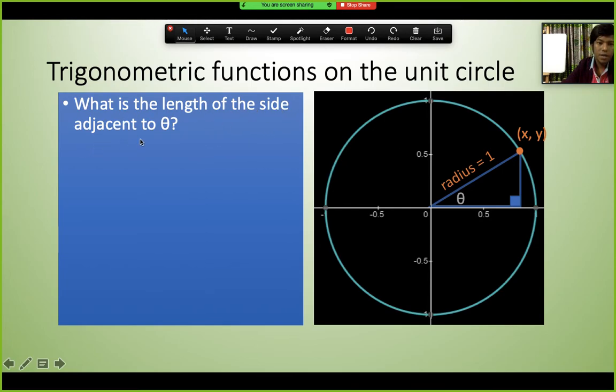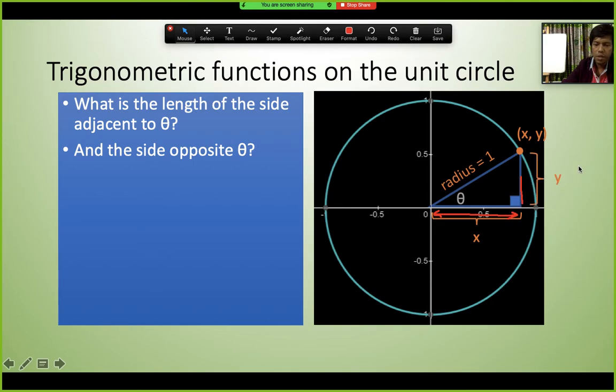What is the length of the side adjacent to theta? This is theta. This is the side adjacent to theta. Suppose this is a point, and this point value is x, y. The x could be 1, 2, 3, 5, something. Suppose this value is x, y. Then look at this. What is the length of this adjacent side? The length of the adjacent side is the x value, right? And this is the y value, and the opposite is the y value. So first, this is the x value, the length of the adjacent side. And the opposite side, this side, is y.